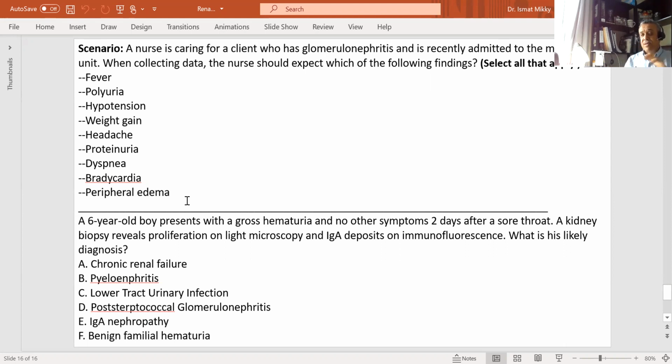That's the difference, because there are many types of AGN. That's the difference between IgA nephropathy and post-streptococcal AGN, in terms of the number of days after the streptococcal pharyngitis in which the patient develops the signs and symptoms of renal impairment.